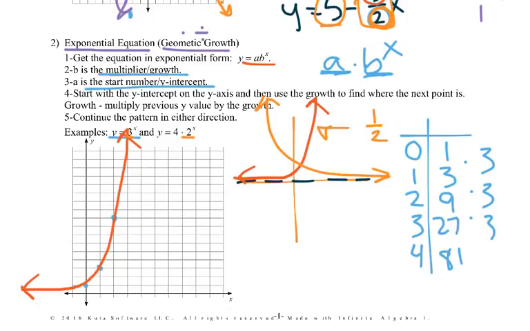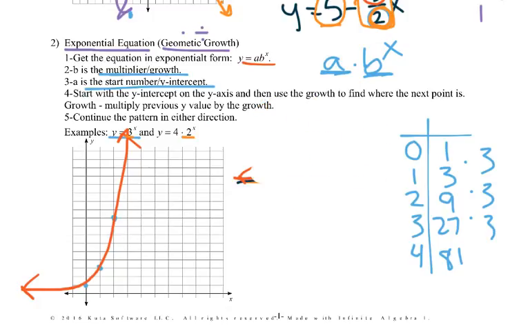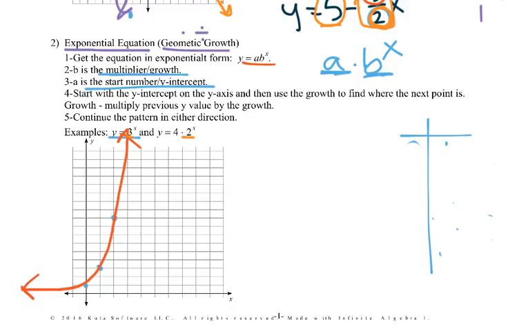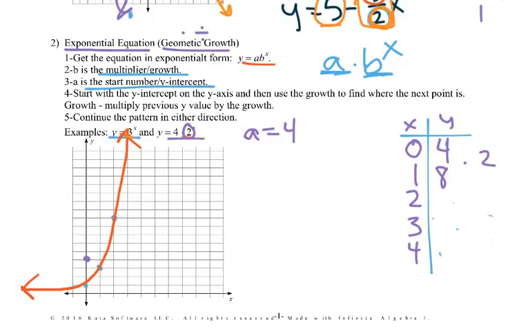Okay? So looking at our second equation, 4 times 2 to the x, so we start at 4. There's our y-intercept. Okay, (0, 4). And typically our x's, we're always going to count by 1s. Okay, if not, it really messes things up. So we start at 4, and then we multiply by 2 each time. So we'd have 8. So (1, 8). Then we'd have (2, 16).